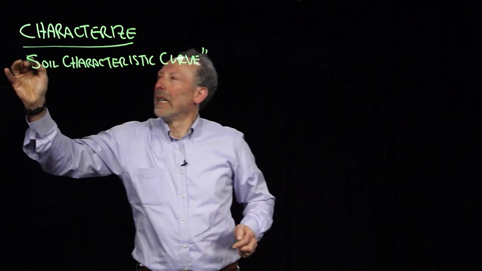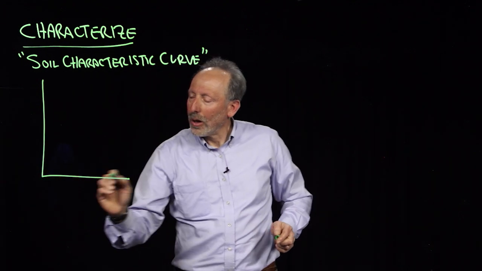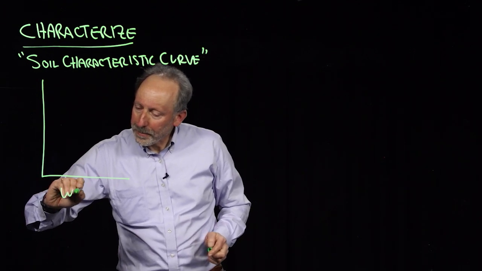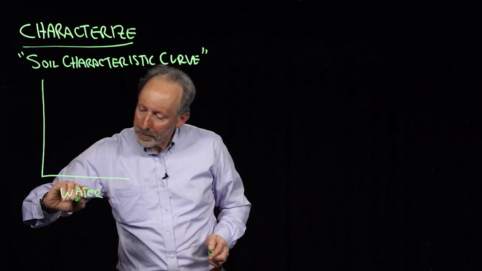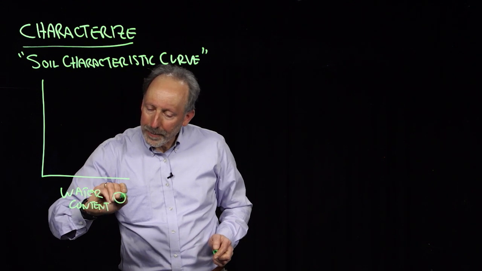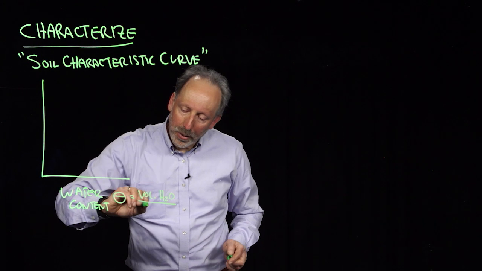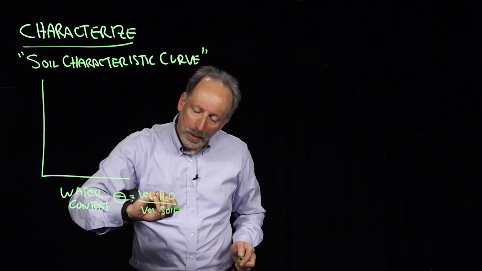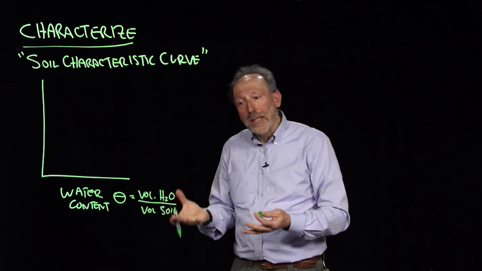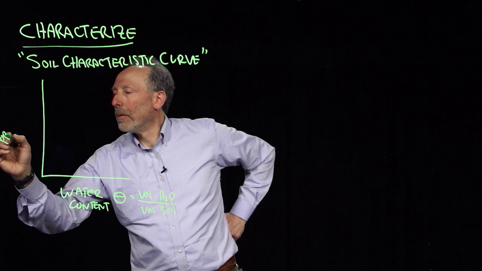The characteristic curve is really trying to identify how water is retained by soil. So on one axis, we're going to put the water content. And we'll use the symbol theta, which is the volume of water per volume of soil. You could also do this in terms of the mass of water per mass of soil. On this axis, we're going to put the pressure.